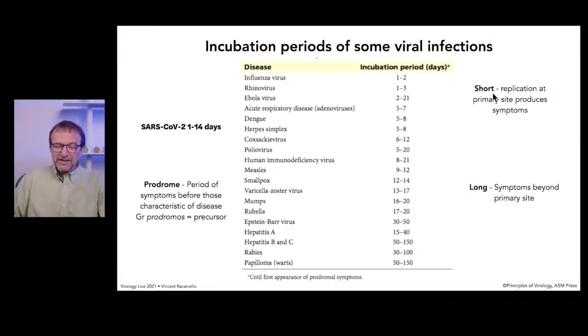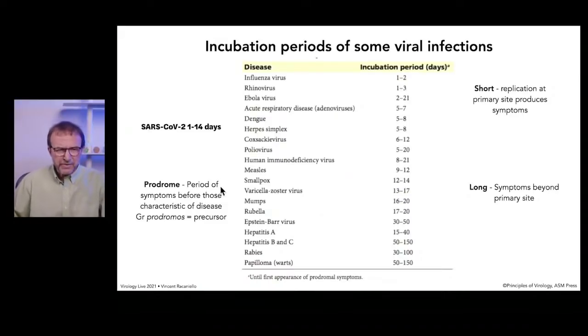And in general, we think viruses with short incubation periods, their reproduction at the primary site of entry is what produces the symptoms. And then the ones with long incubation periods, the viruses need to spread within the host, and the symptoms are caused beyond the primary site. And a great example is measles virus, which enters the respiratory tract. And then the rash, the virus needs to reach your skin. It does so through the blood, so it takes time to get there.